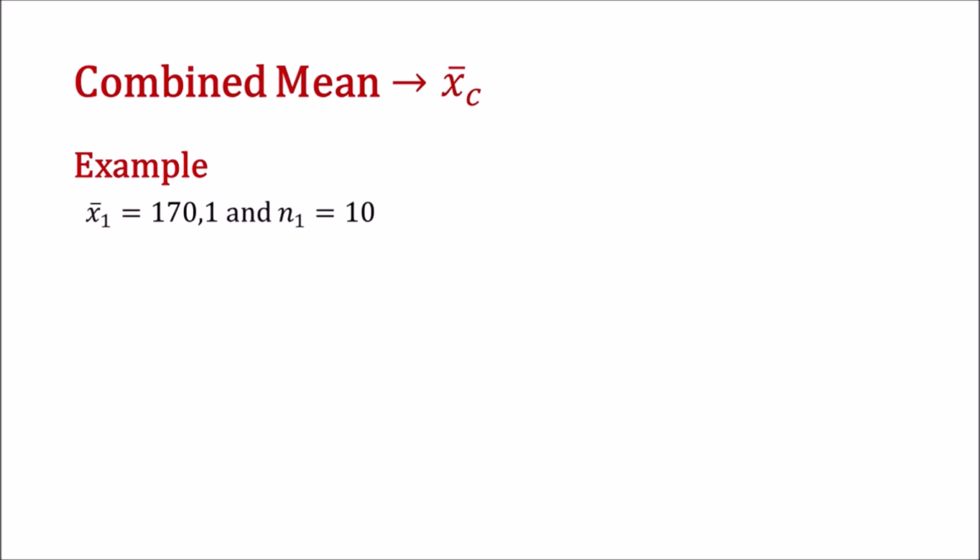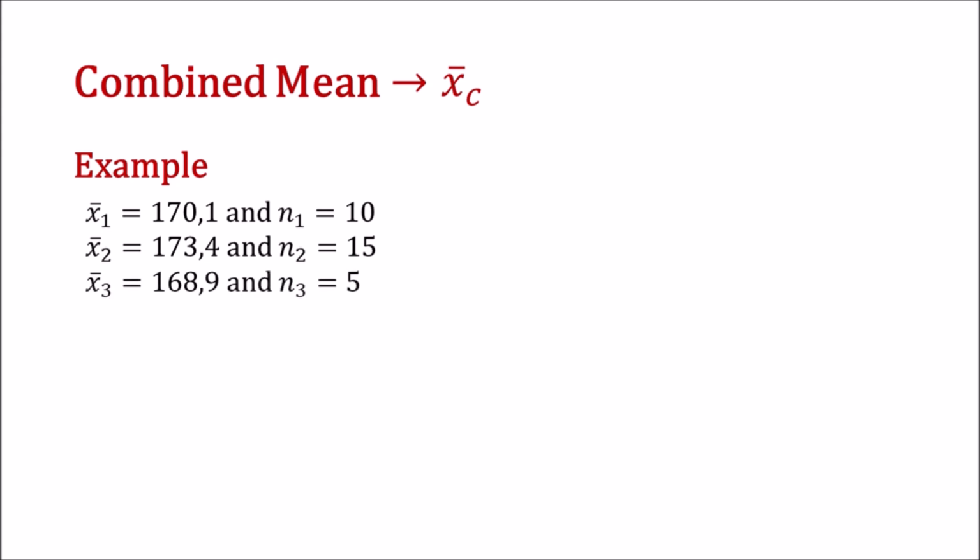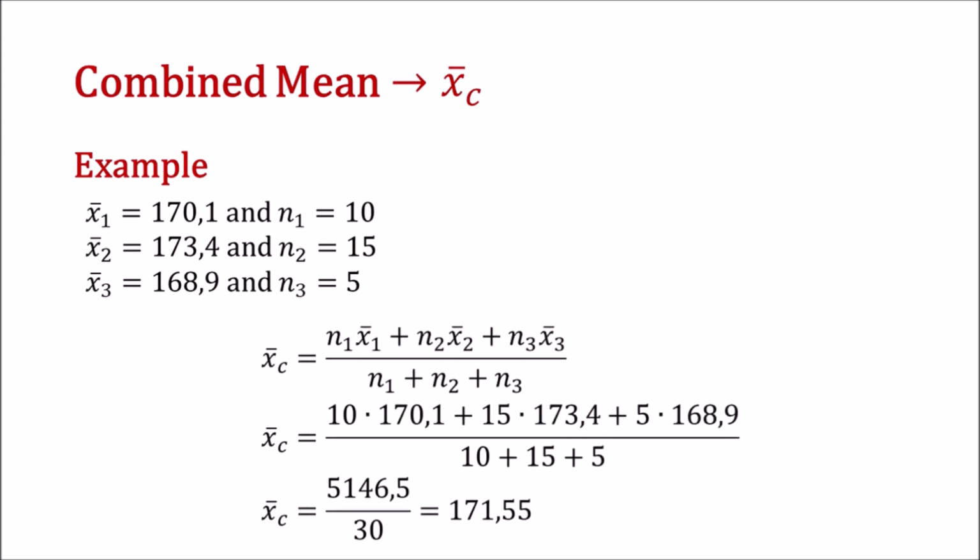From that question, we know that x bar 1 is 170.1 and n1 is 10. X bar 2 is 173.4 and n2 is 15. X bar 3 is 168.9 and n3 is 5, so we can calculate the combined mean.